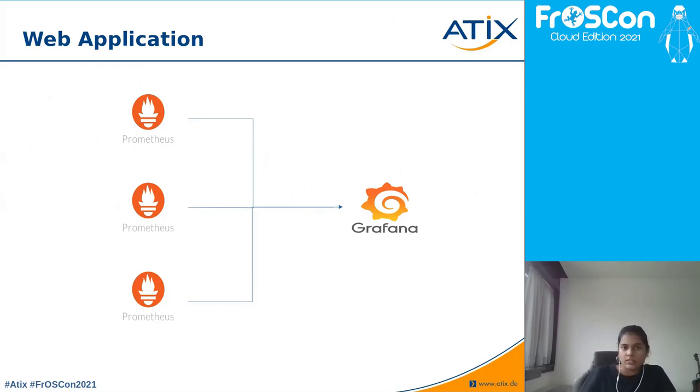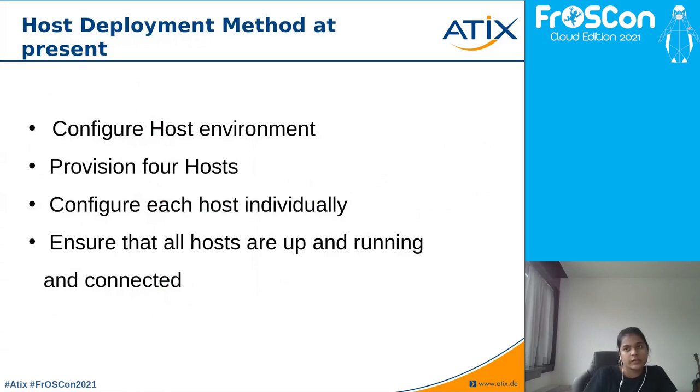Foreman is a host-centric deployment tool, which means it deploys individual hosts. So for this web application scenario, first you will individually configure each and every host, and you will provision these four hosts. And once you provision them, you have to ensure that all hosts are up and running and connected to each other, which means that hosts need to talk to each other multiple times.